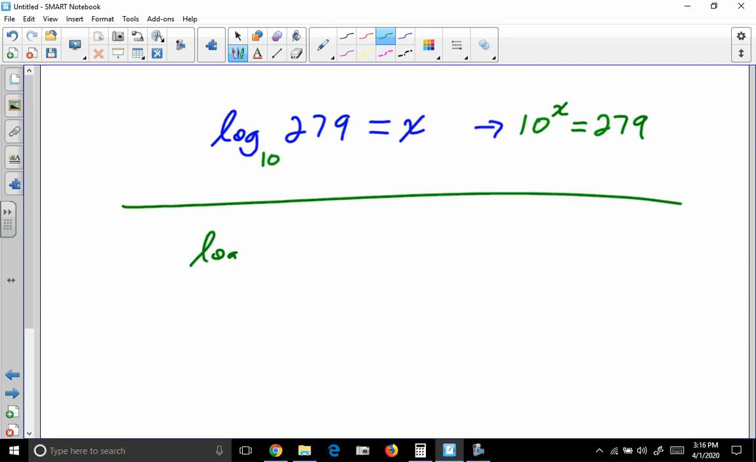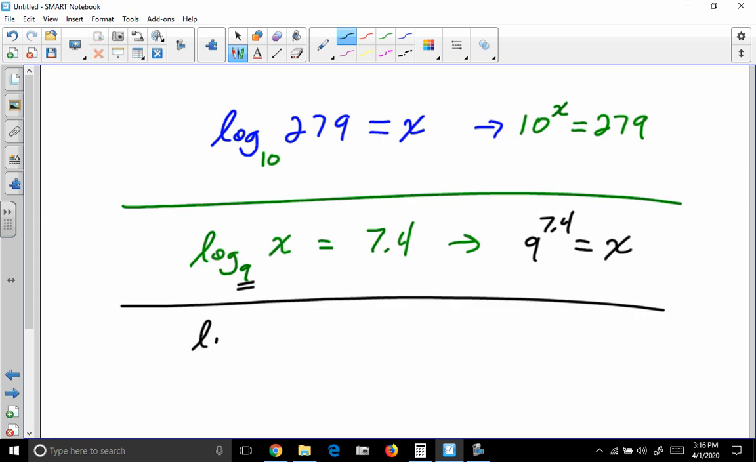If we had log of x, let's say our base is 9, and then over here we put 7.4. If we convert that to an exponential equation, our base is 9, our exponent is 7.4, and that equals x.